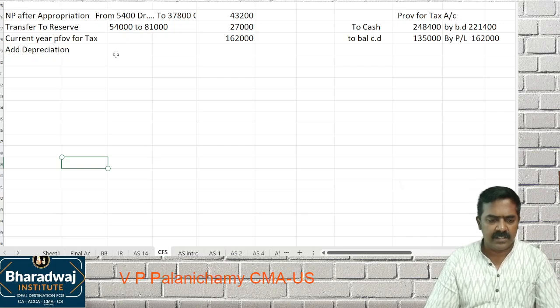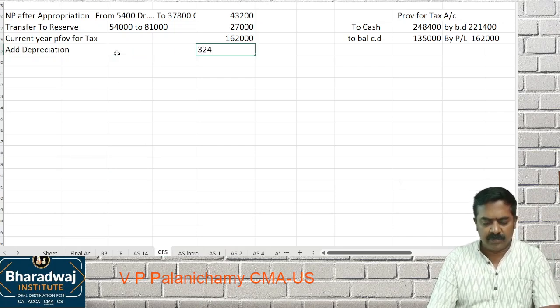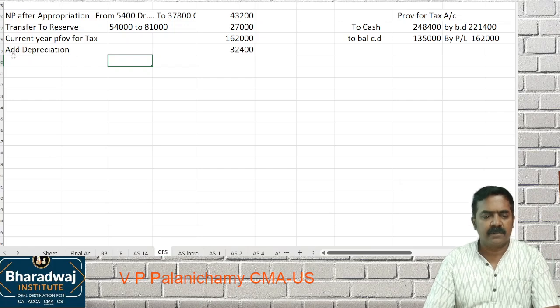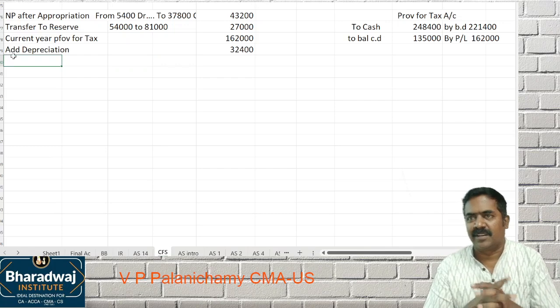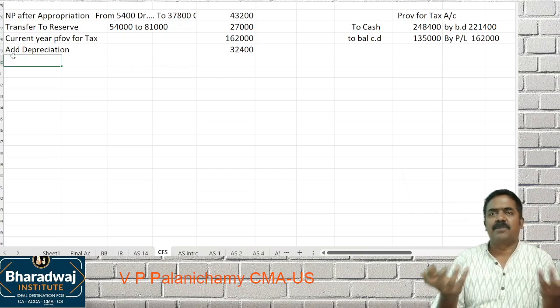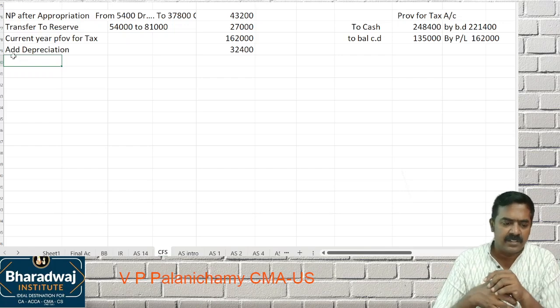So difference in depreciation becomes depreciation for the current year. What is the depreciation? Accumulated depreciation, closing balance minus opening balance. 32,400 becomes current year depreciation. Since the asset has not changed and no additional data is given, we assume that there is no purchase or sale during the year. Then difference in accumulated depreciation is current year depreciation.